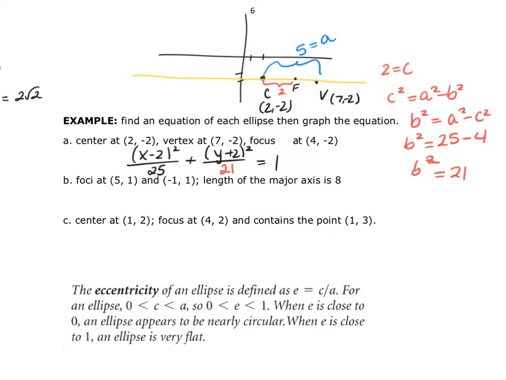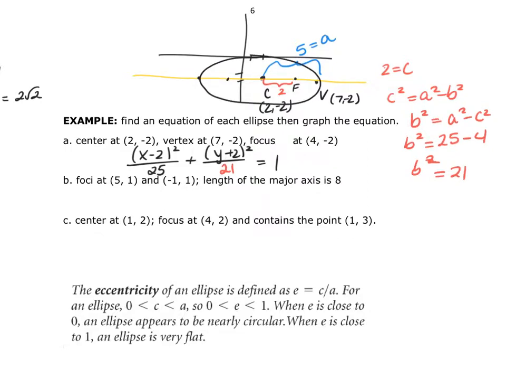Now it is asking me to graph it. Even if they didn't ask me to graph it, I always draw the graph so I know which way I'm running parallel. I then have my foci the same distance from my center, and my vertices the same distance, square root of 21. It's going to look something like that, give or take.